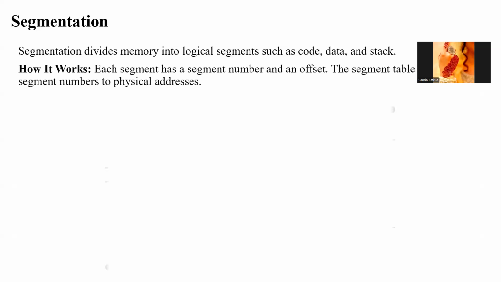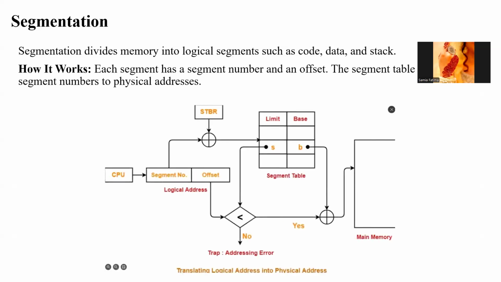Now let's talk about segmentation. Segmentation divides memory into logical segments such as code, data, and stack. Each segment has a number and an offset. As you can see over here, it has an offset and also a segment number. The segment table maps the segment number to the physical addresses.